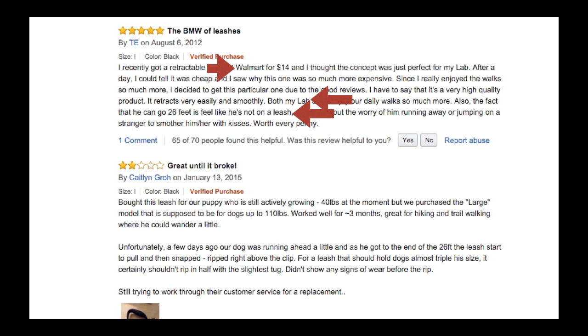I have to say that this is a very high quality product. It retracts very easy and smoothly, both my labs. So this is giving me more information. Number one, it tells me where the consumer is also hanging out at, Walmart.com, right?